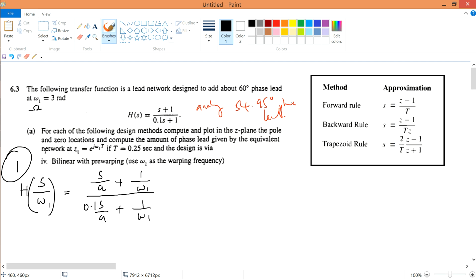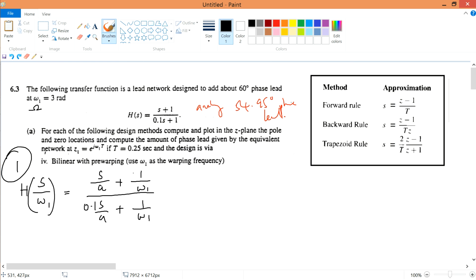If it happens that you need to understand something about pre-warping, one question to pose is: why do I divide S by A only? Why don't I divide this one by omega? Why do I divide this one by A also? This is a question for the future, in case you need more derivations. But anyway, let's come back to here.